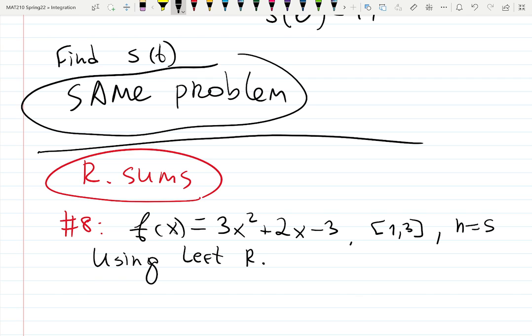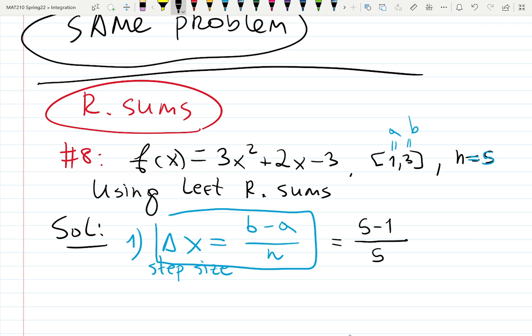Solution, left Riemann sums. Step 1 is always the same: find delta x, that's the step size. Delta x has a formula, (b minus a) over n. N is 5, we give you n. A and b, we give you that as well. So it's going to be (5 minus 1) divided by 5.